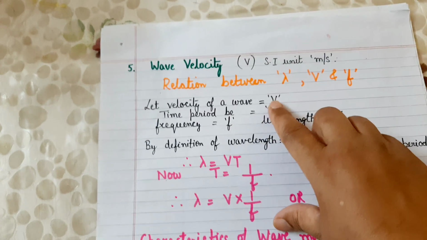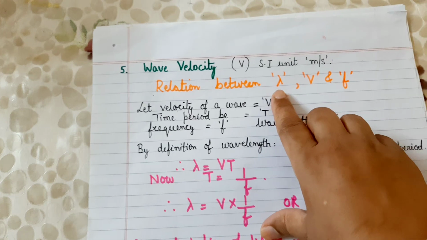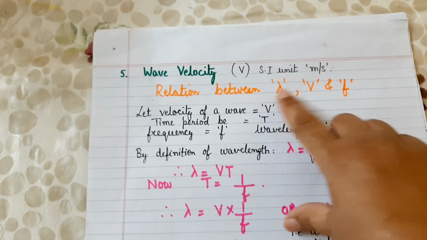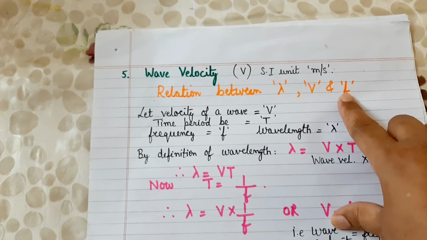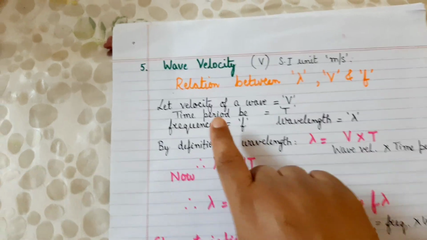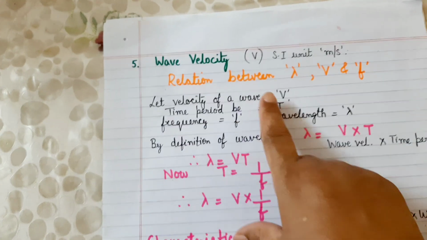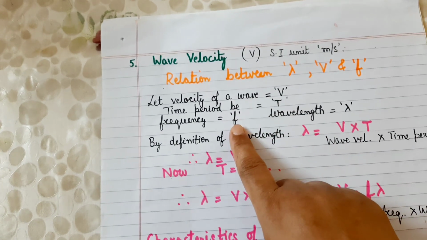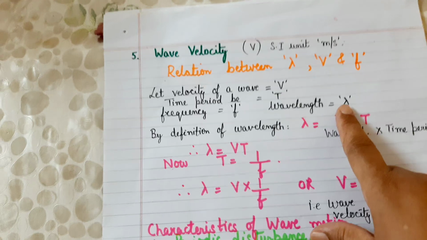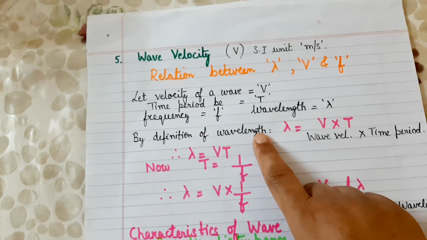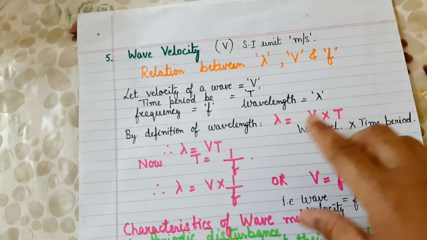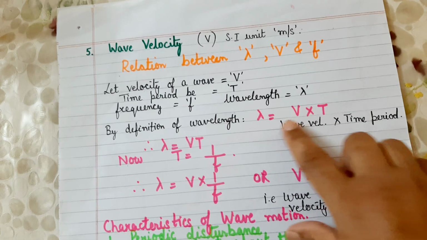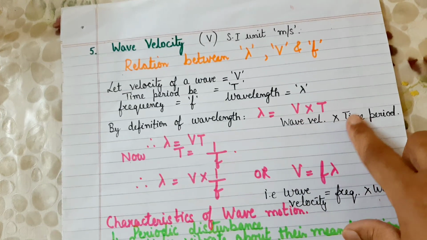Now here the next topic is I've derived a relation between wavelength, wave velocity and frequency. You can see that I've already introduced these three terms to you. How do I begin the derivation? Let us suppose that velocity of a wave is capital V, the time period is capital T, the frequency is small f, and the wavelength is lambda. Now by the definition of wavelength, wavelength is equal to wave velocity into time period. You have to learn this. Okay, so wavelength is wave velocity into time period.